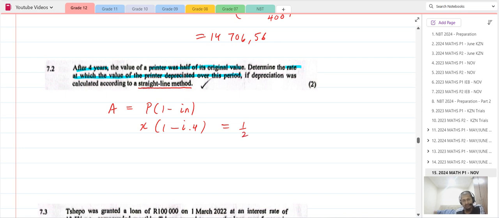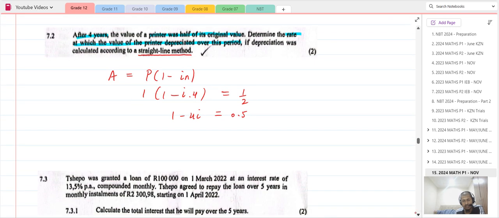We don't have to use x and half, you can just use 1 and half, right? The value 1 and half. You can even use 1500, whatever. So we got 1 minus 4i is equal to 0.5. Okay, minus 4i is equal to 0.5 minus 1. So i is equal to half divided by 4. So basically you're going to get 1 over 8.